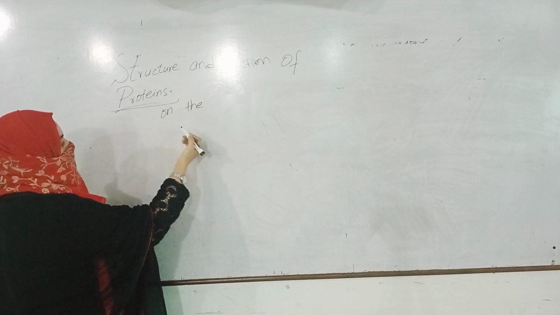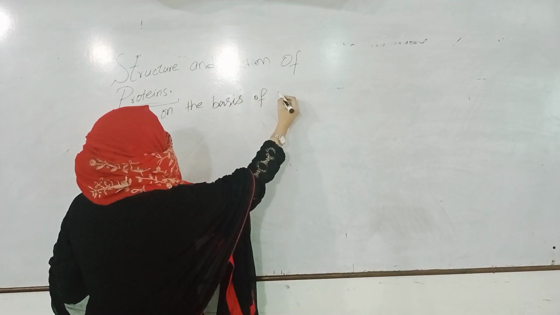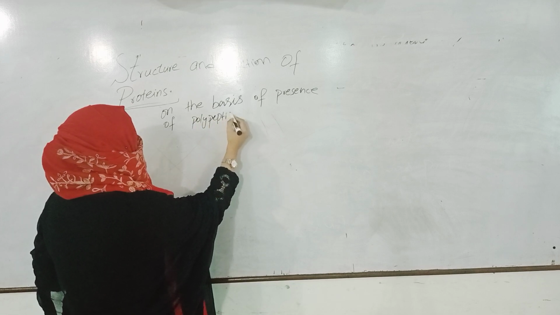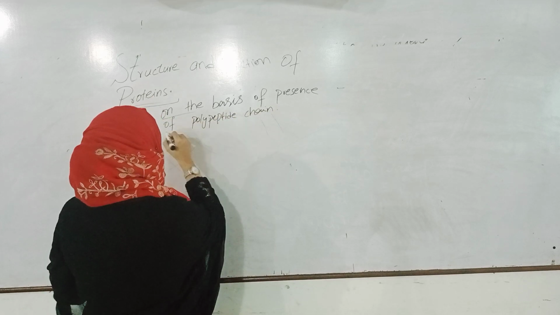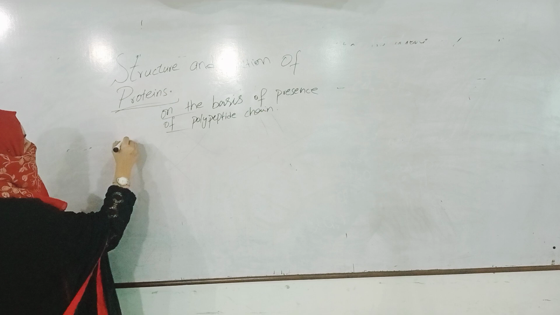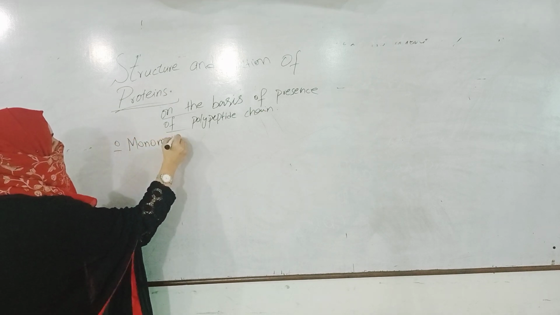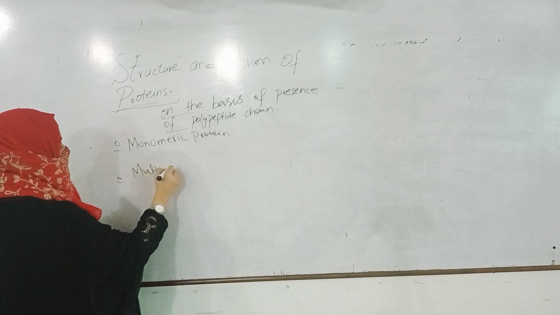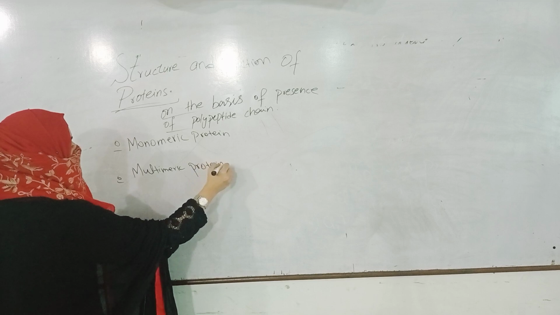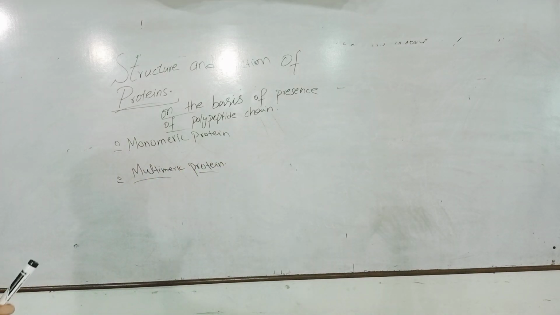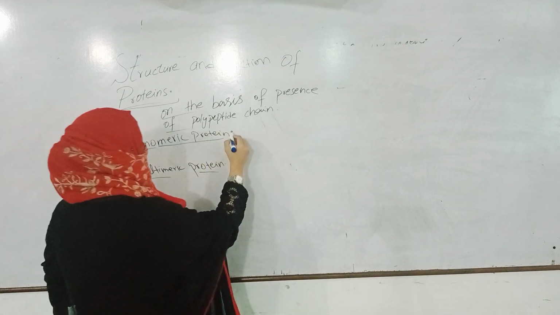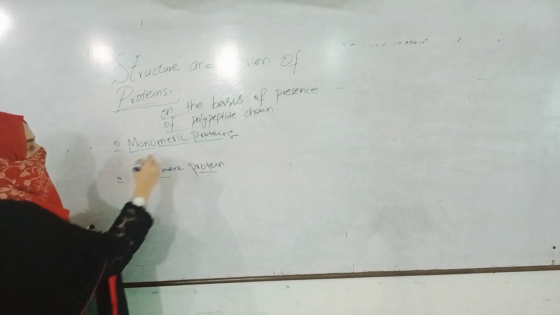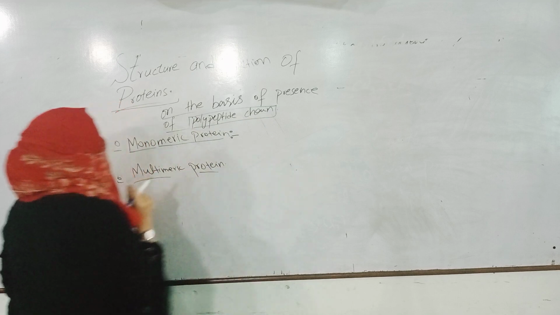So, the first classification is on the basis of presence of polypeptide chain. On the basis of presence of polypeptide chains, proteins can be classified into two types. The first one is monomeric protein and the second one is multimeric protein. First we will see what is monomeric protein. As we know, proteins are formed by the amino acids; when the amino acids are joined together by the peptide bond, the polypeptide chain is formed, which is called protein.